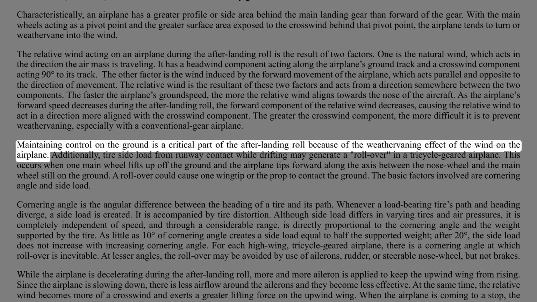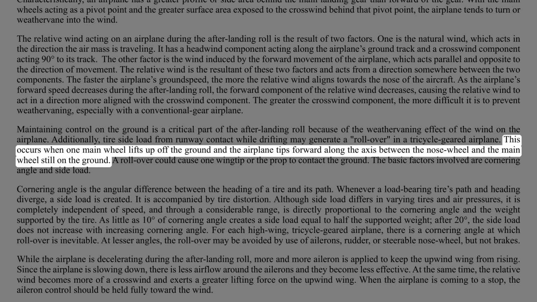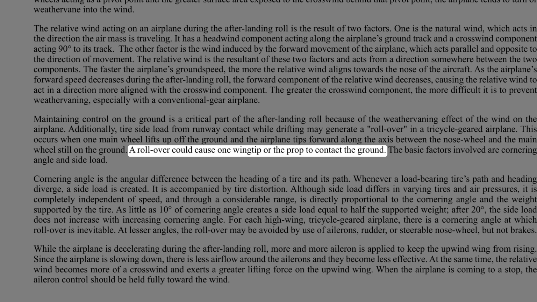Maintaining control on the ground is a critical part of the after landing roll because of the weather vaning effect of the wind on the airplane. Additionally, tire side load from runway contact while drifting may generate a rollover in a tricycle geared airplane. This occurs when one main wheel lifts up off the ground and the airplane tips forward along the axis between the nose wheel and the main wheel still on the ground. A rollover could cause one wingtip or the prop to contact the ground.